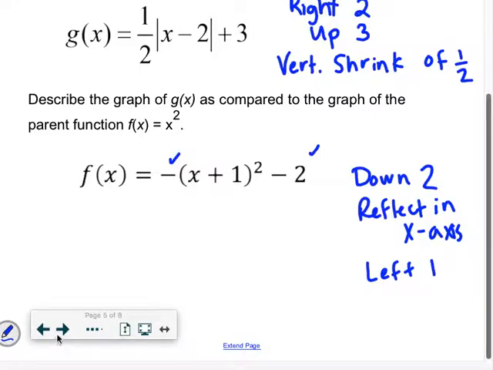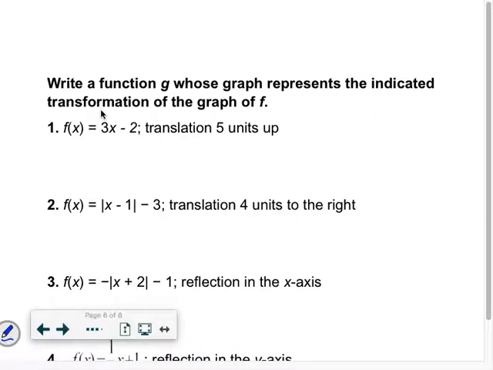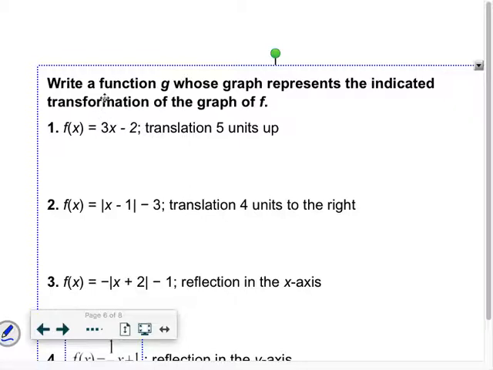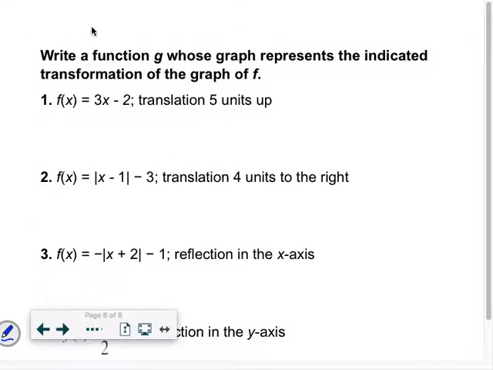Okay, next set of problems here. Now, we're going to write new functions. I'm going to move this up. So we're going to write a new function g, whose graph would represent the indicated transformation of the function f of x. Okay, so I'm going to walk through number 1 with you. F of x equals 3x minus 2. So that's the function. We want to go 5 units up.